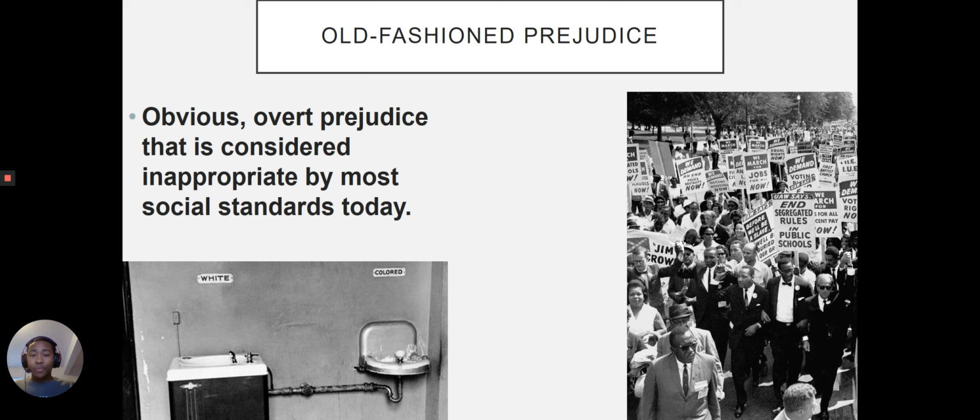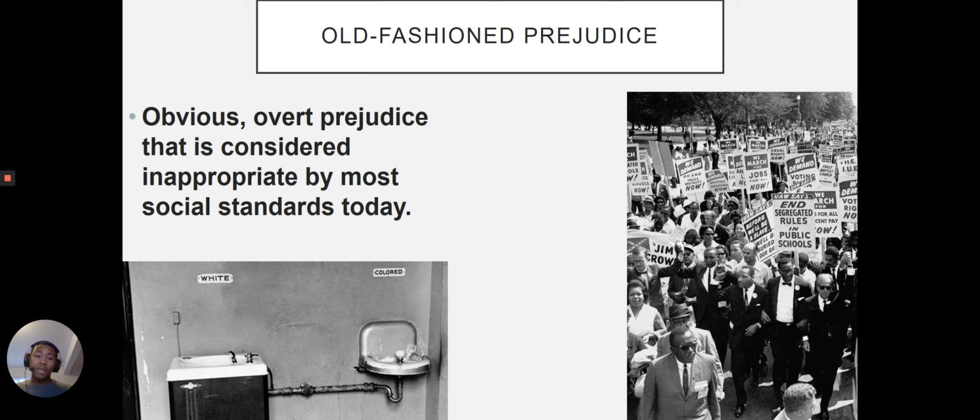So the first type of prejudice that we're going to talk about is old-fashioned prejudice. When you're learning about civil rights in school, or if you've seen references or had grandparents talk about it, you have experienced or seen this type of prejudice. This is obvious, overt prejudice that is considered inappropriate by most social standards today. So when we think about this type of prejudice, it's more in the past tense.